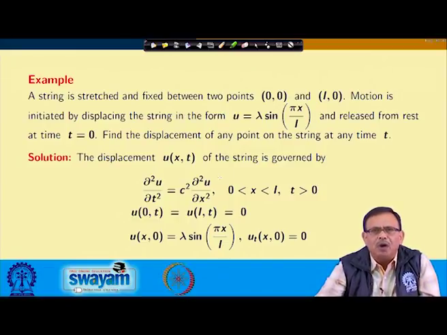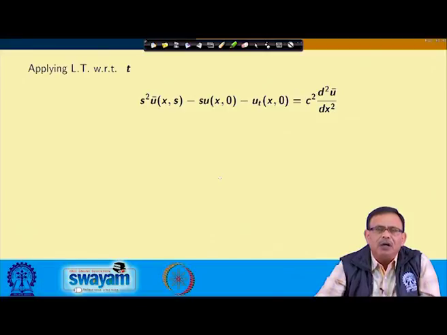So, the formulation of the problem suggests that I should better use the Laplace transform, and that is also with respect to t, because t's range is from 0 to infinity, whereas x lies between 0 to L. So I cannot use x. Therefore, taking the Laplace transform on the given equation like earlier problems, I am getting the second order ODE d square u bar dx square minus s square by c square u bar equals minus lambda s by c square sin pi x by L.